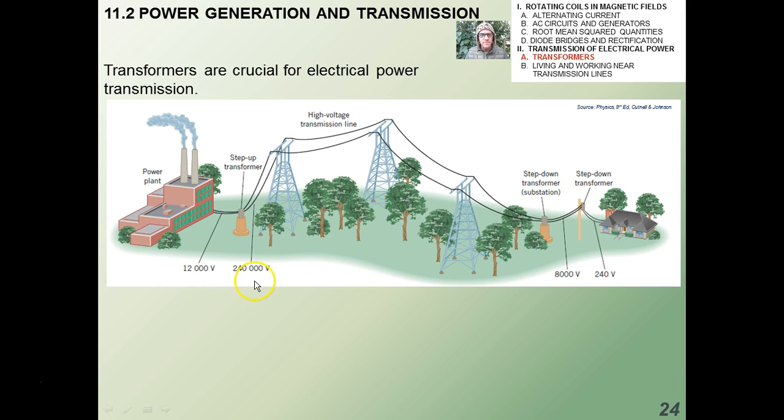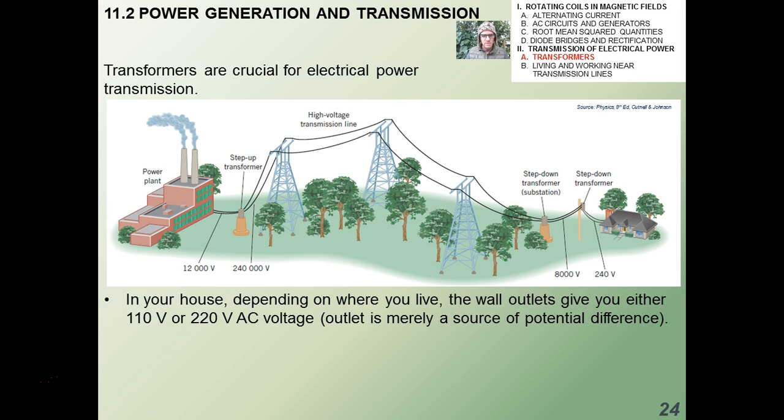If you had a potential difference of 240 kilovolts when you plug something into your house, all the stuff in your house would blow up. It would be pretty horrible and scary. Okay, so again, in your house, depending on where you live, the wall outlets give you either 110 or 220. Okay, it's just a source of potential difference.